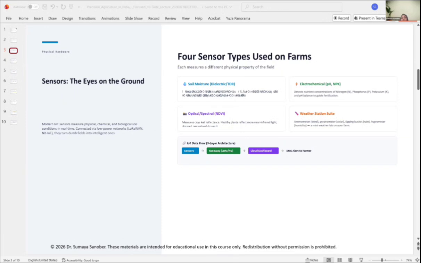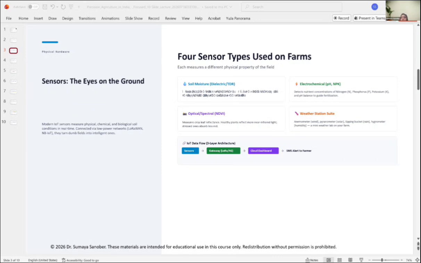Then the second is called electrochemical sensors, which measure soil properties such as the pH value and the nutrients, including nitrogen, phosphorus, and potassium. Right? So these two sensors are doing two different jobs. The first one is going to give us information about the moisture, and the second one is giving us information about the pH value and the nutrients: nitrogen, phosphorus, or potassium.